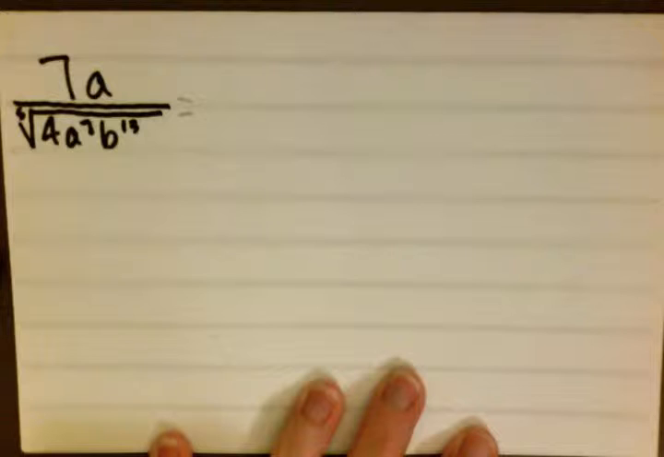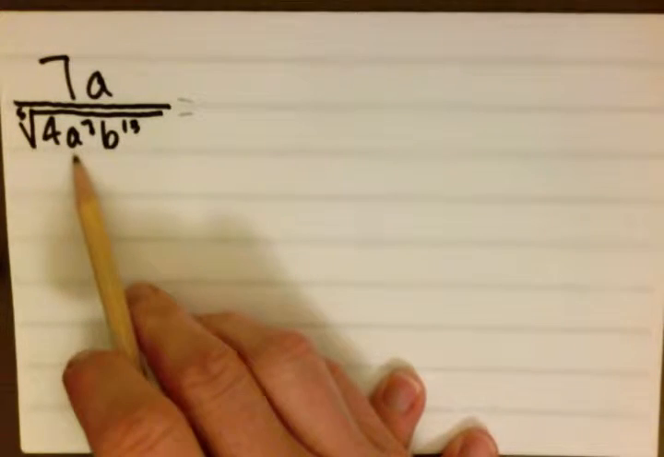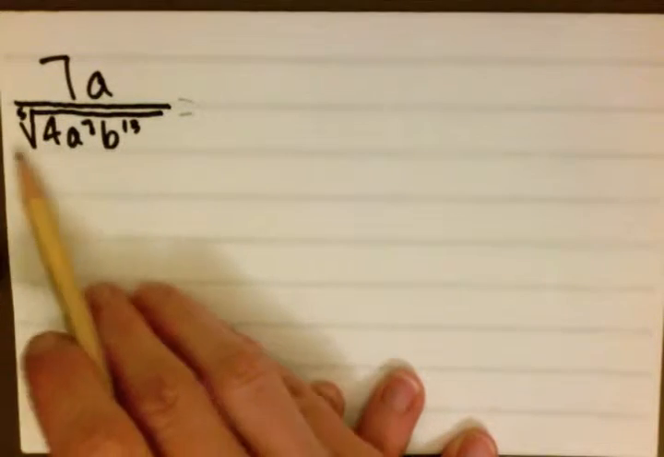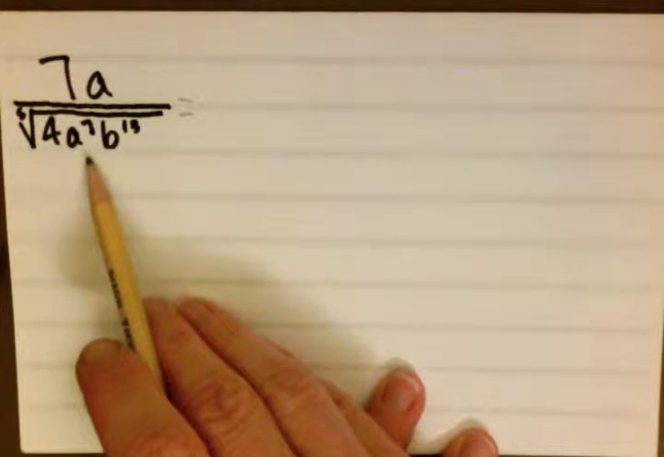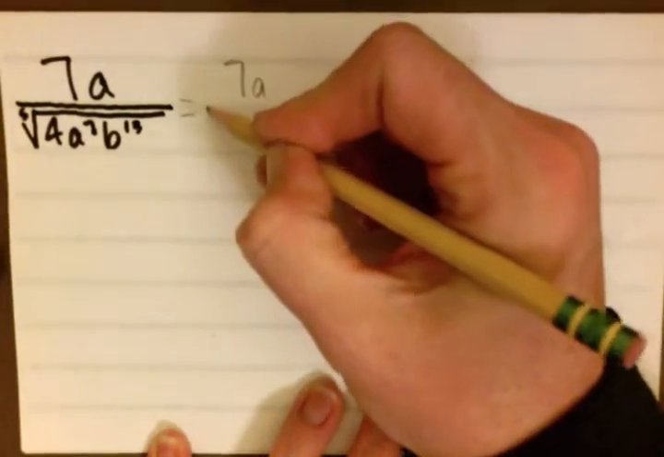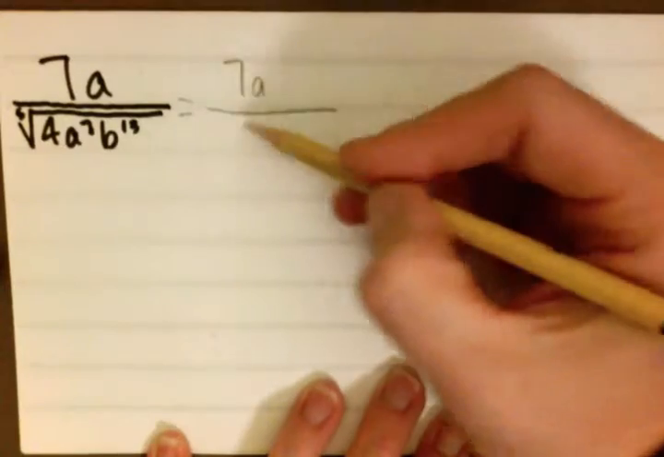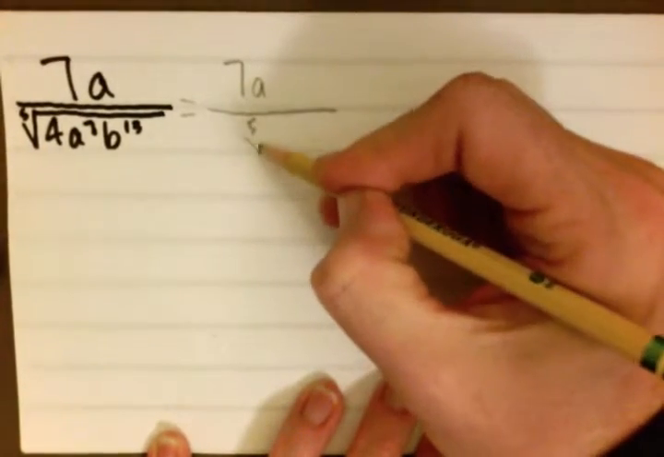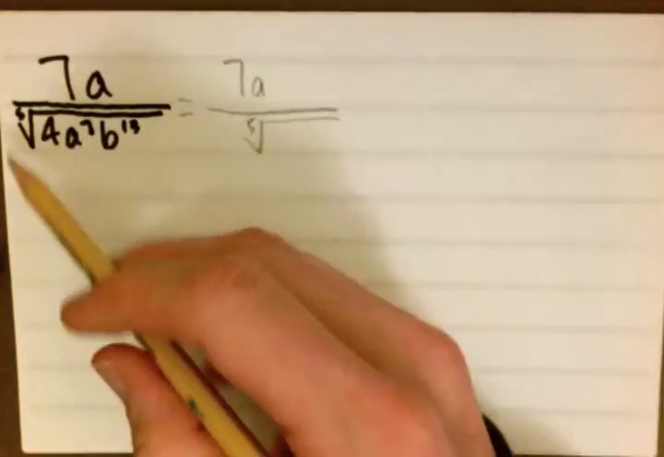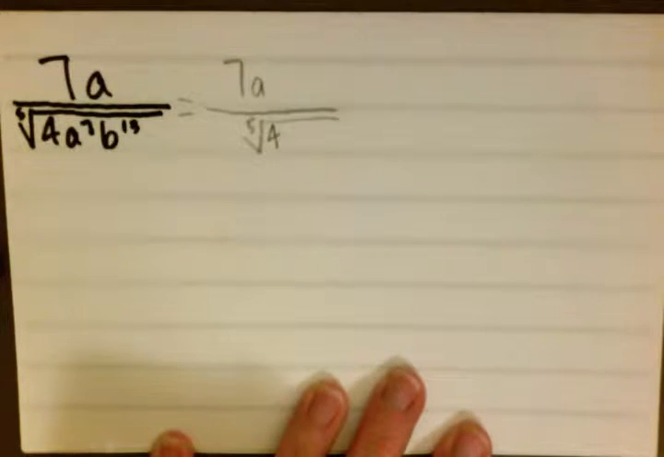The first thing we can do is simplify the denominator. Because we have the fifth root of a to the 7th and the fifth root of b to the 13th, we can do a little bit of simplification here. So let's go ahead and keep 7a in our numerator. We have the fifth root still in our denominator for now. We can't do anything with the 4. There's no fifth root of 4, so we're just going to leave it there.